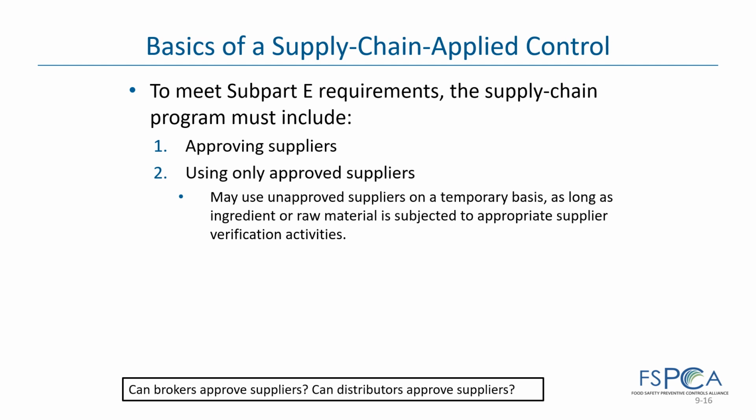and they have to make that ultimate decision. Now, within the supply chain program, it says that you can only buy these products from approved suppliers. However, there are a couple of lines of regulation that say that if you need to buy from someone else on a temporary basis for whatever reason, you can still do that as long as you do some verification and checking of that supplier before you actually bring that product into your facility.